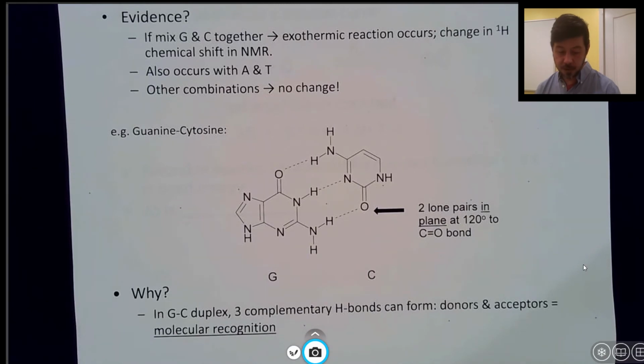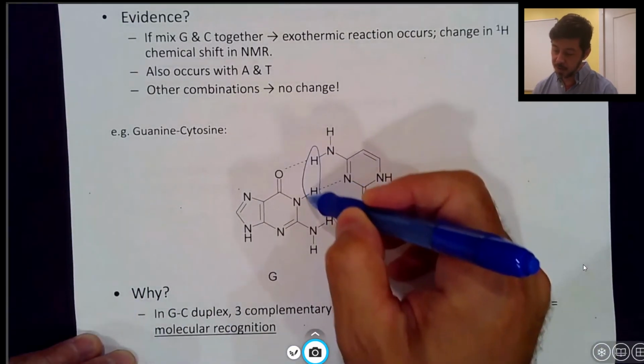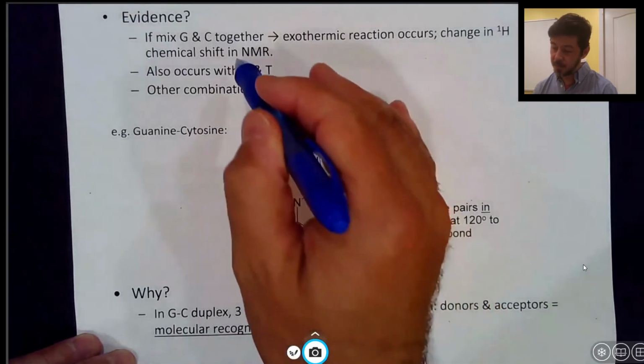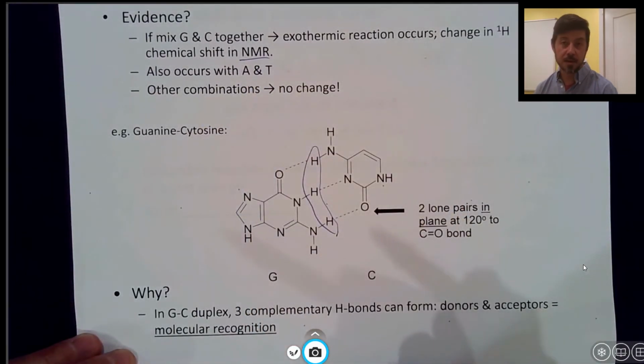If you think of this from an enthalpic or free energy point of view, taking 2 molecules and bringing them together to hydrogen bond is going to be a very unfavorable interaction from an entropic point of view. Entropy always wants to increase. But the payoff is that if you bring these 2 molecules together, for G and C, you have 3 hydrogen bonds coming together. The evidence for this is that if you do some type of NMR experiment, you can observe changes in proton chemical shifts in NMR.